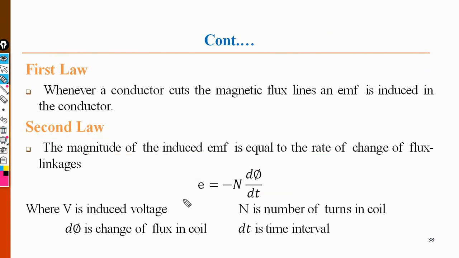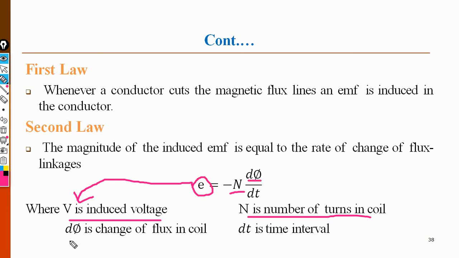Then also this EMF always depends on induced voltage. V means induced voltage, N means number of turns of coil, d phi means the change in flux in the coil, and dt means the change in time interval. Now this is the exact statement of the second law.